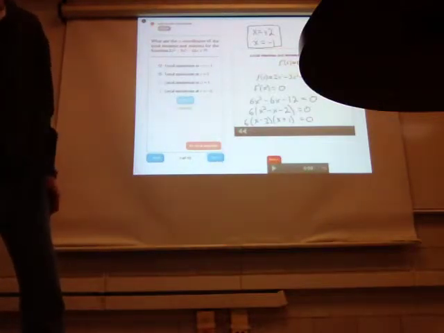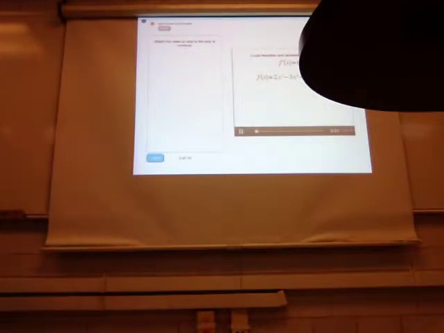Nicely done. Here's a graph of the function, and you found that there was a local maximum when x equals minus 1, and there's a local minimum when x equals 2. Sometimes you want to know just how high and low these maxima and minima really are. Can you find the y-coordinates of this maximum and this minimum?